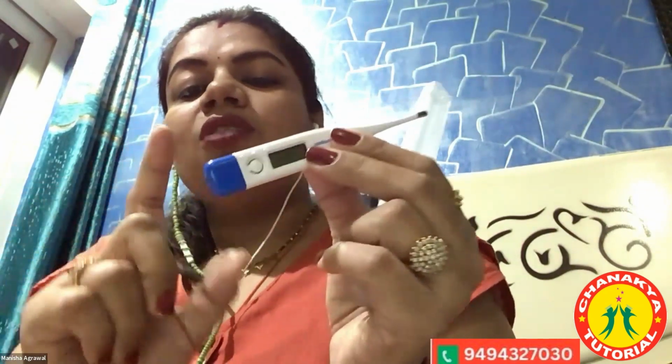So that is how it works, and it has dry cells inside. You can see the blue covering. When we open this, you will be able to see the cells inside the thermometer. So that's how the dry cells work here. Fine?